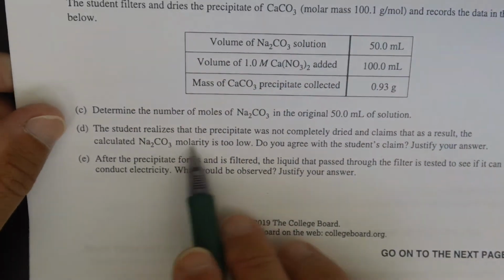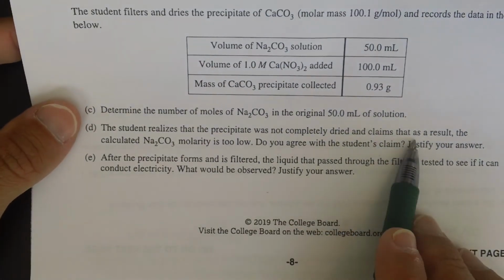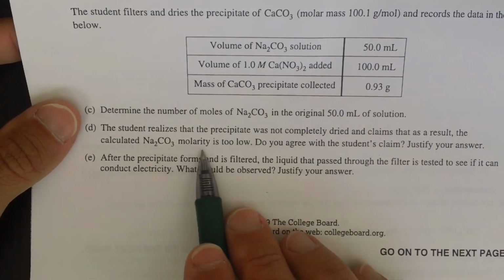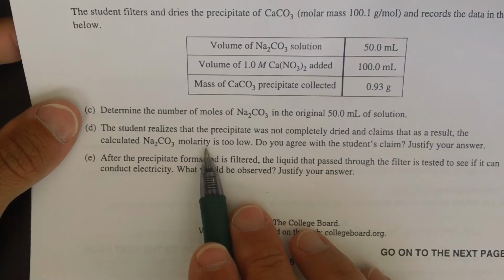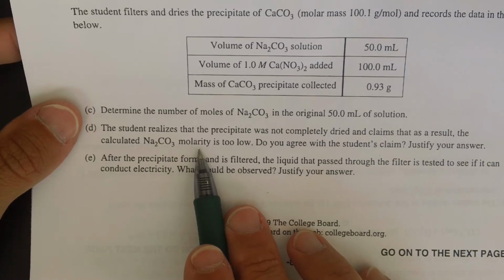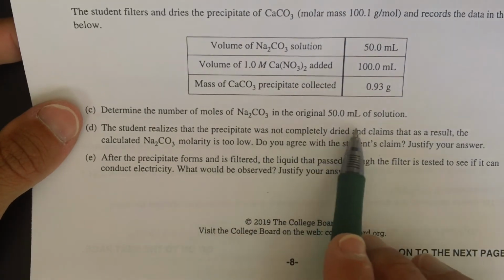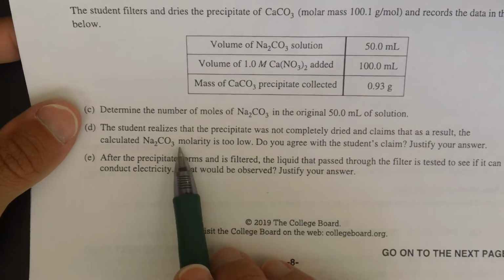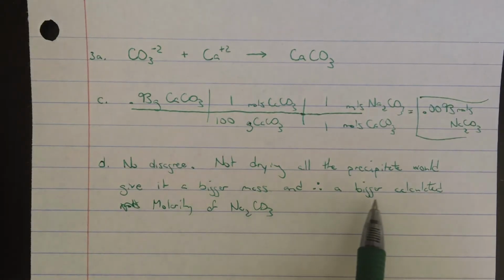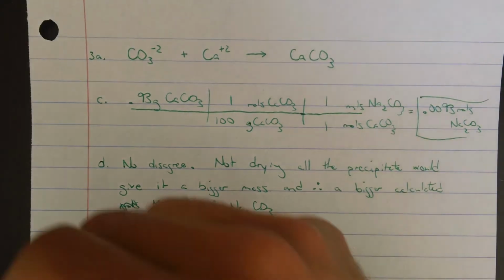There's that question again. Student realized the precipitate was not completely dried. The calculated molarity is too low. False. Why? Adding mass, because not drying it means there's water weight in there. Adding the mass means your mass of the precipitate is too big, and then you'd get a bigger molarity of the sodium carbonate. That's it.